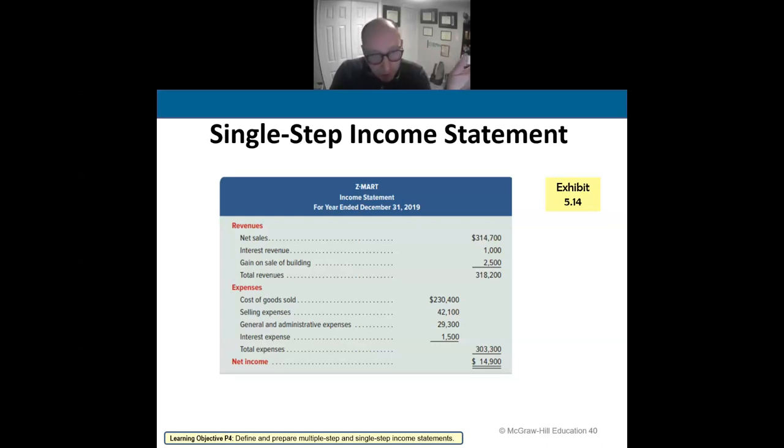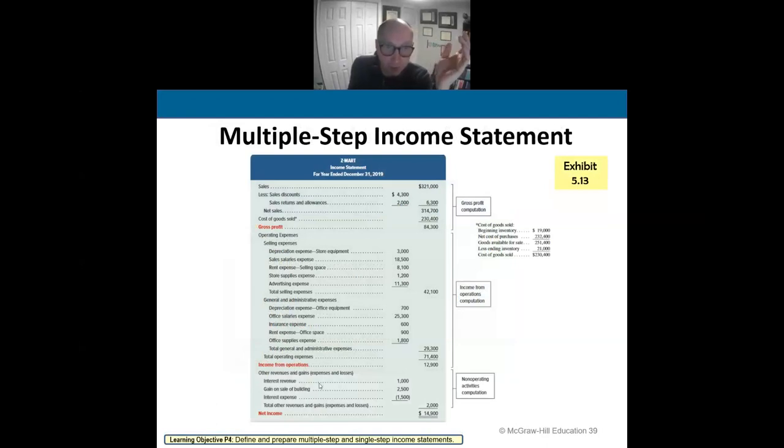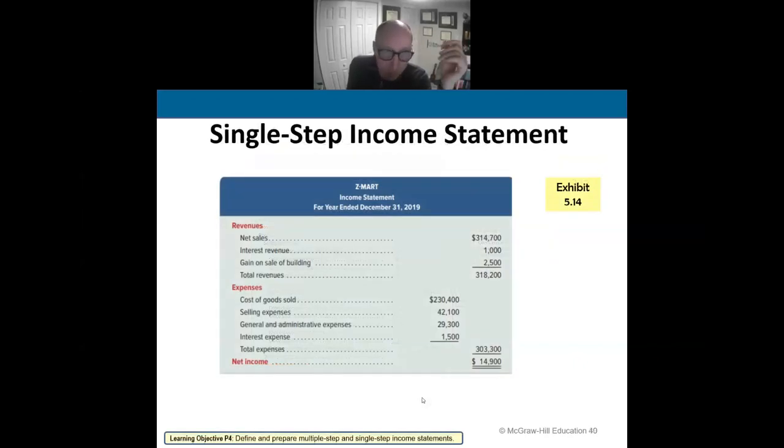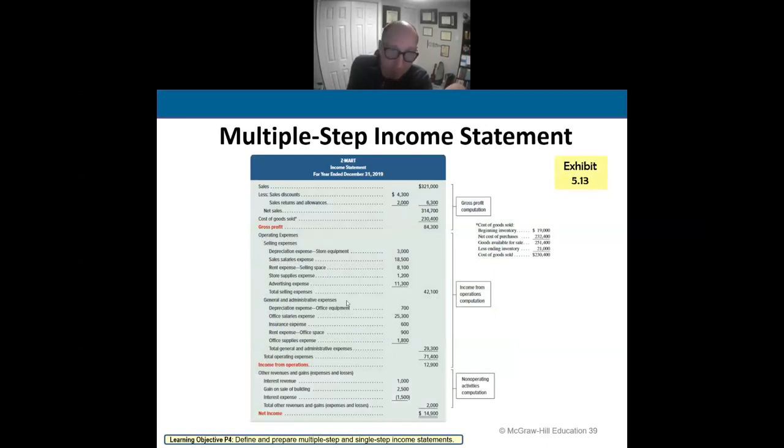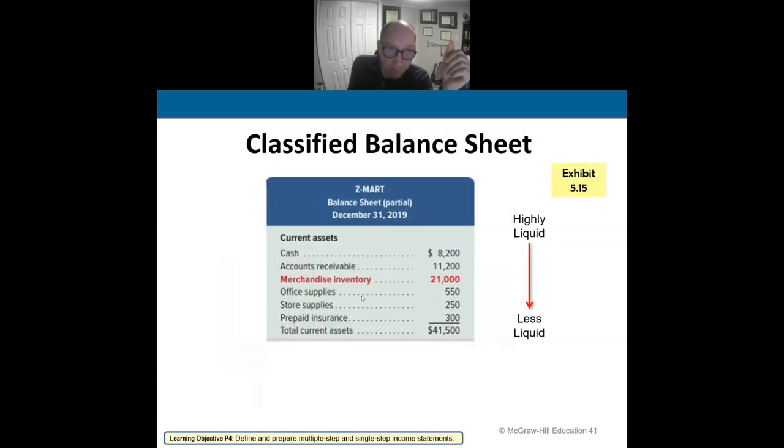The vast majority of retailers use the multi-step income statement because they want to see gross profit. Revenue minus cost of goods sold equals gross profit, minus expenses equals net income. That's the multi-step income statement. The single-step income statement is revenue minus expenses equals net income, and cost of goods sold is classified as an expense on the single step. But you'll notice that with either version you use, multi-step or single step, the net income is always going to be the same. Again, it's just a matter of preference of how it's formatted. But the vast majority of retailers use the multi-step income statement. It makes life more detailed and easier to manage.